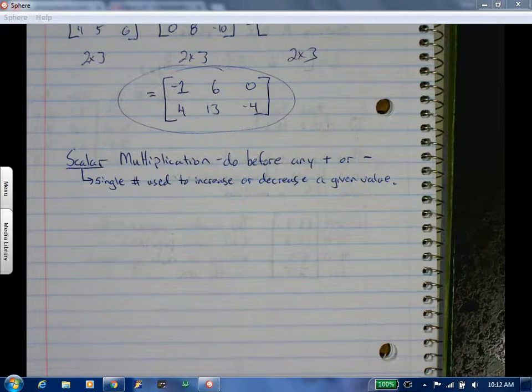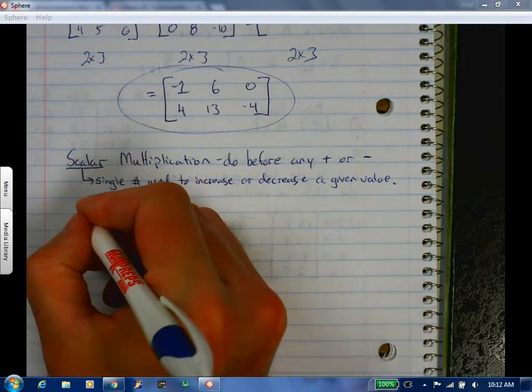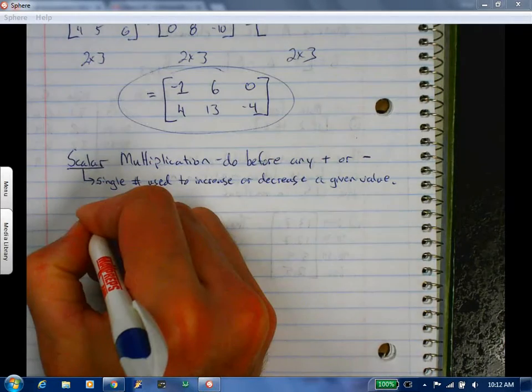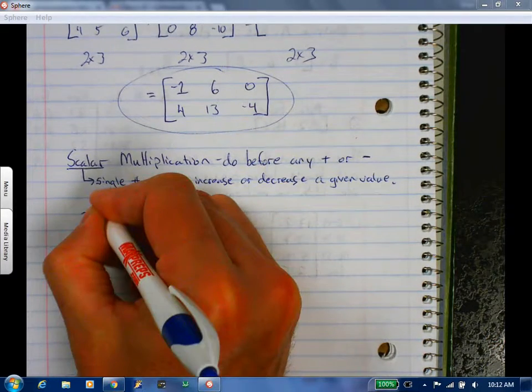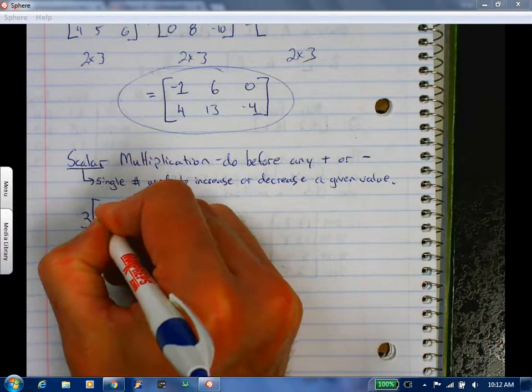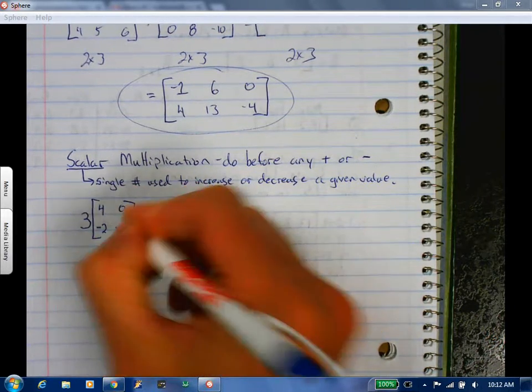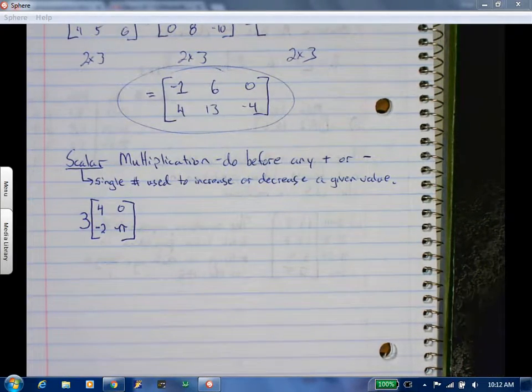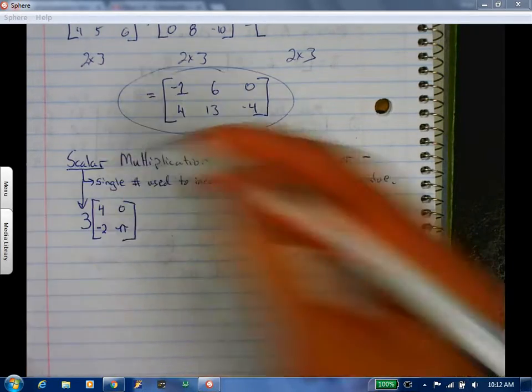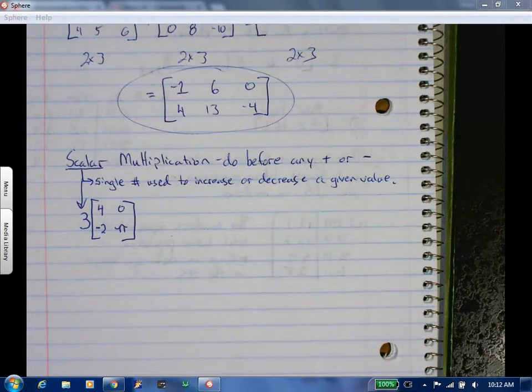So a single number in front of a matrix would be a scalar. So that is what a scalar is. A scalar would be 3. Oh yeah, pi showing up. Oh yeah. Just because.